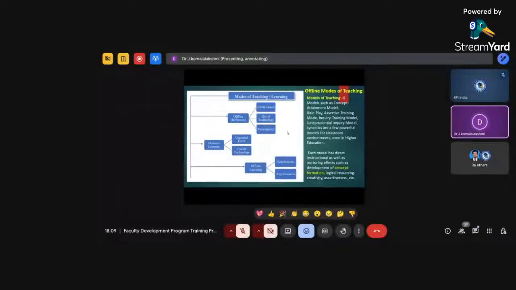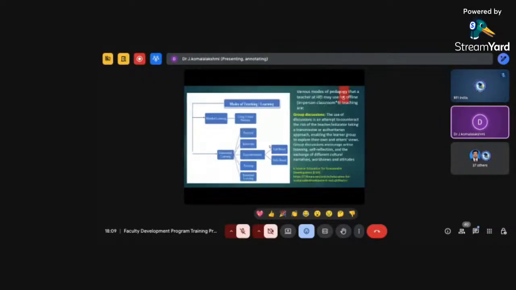So in that mode, we have synchronous and asynchronous, which is a technical term that we science people are using. Synchronous means both are online. Asynchronous means either the sender or the receiver, the teacher or the student, is offline. So this is that mode of teaching.